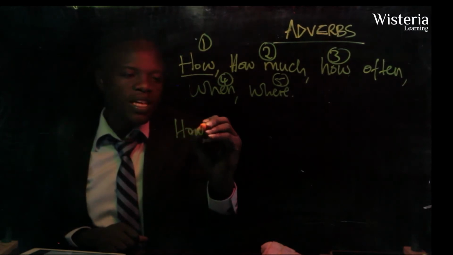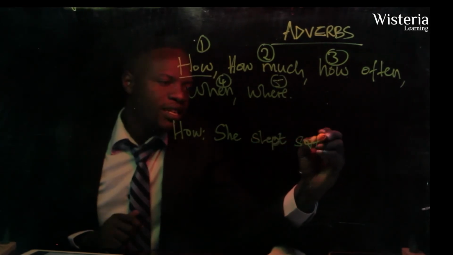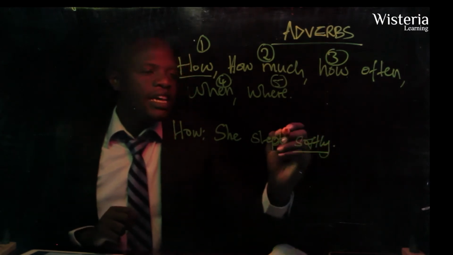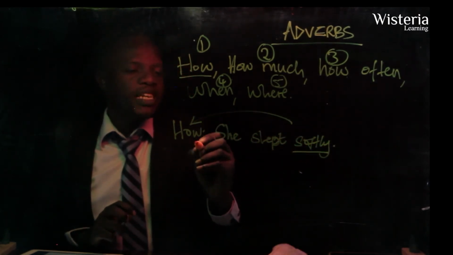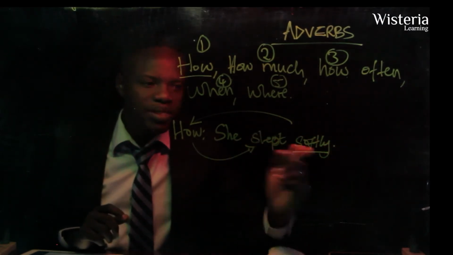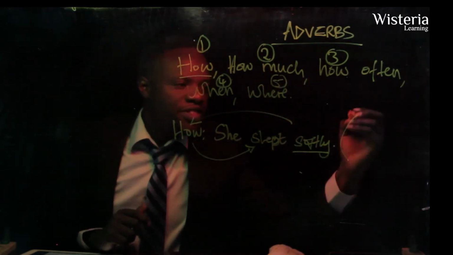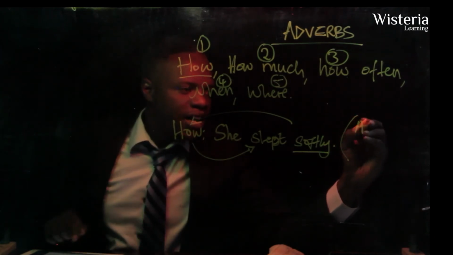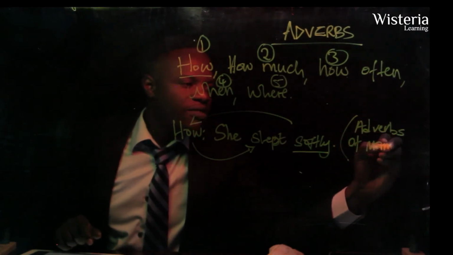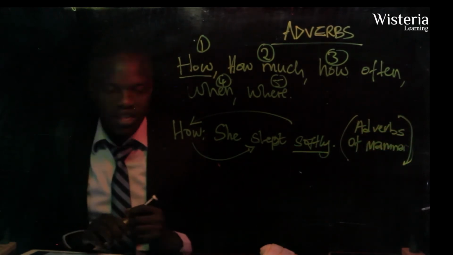So let's look at the how question. We can say, for example, she slept softly. In this case, we can see that softly is answering the how question. In other words, how did she sleep? Notice I've not said how did she slept. It's how did she sleep. And so we are saying that she slept softly. This then makes this the adverb, when we look at types of adverbs, of manner.